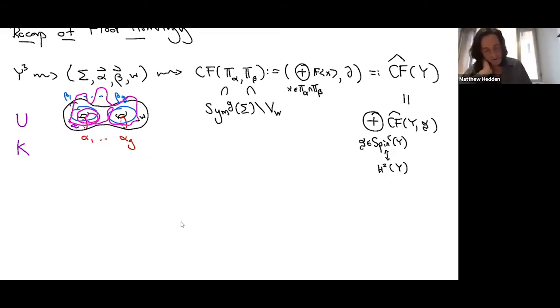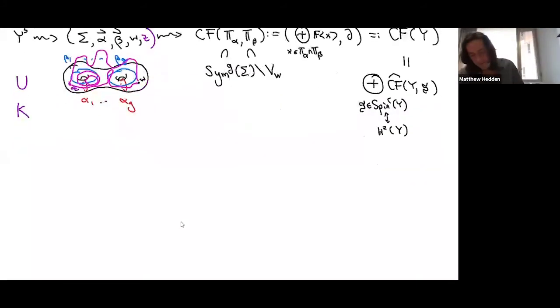So you can specify a knot with a pair of base points. And what this does is it endows our chain complex with an additional structure. So this chain complex further splits via relative spin C structures.